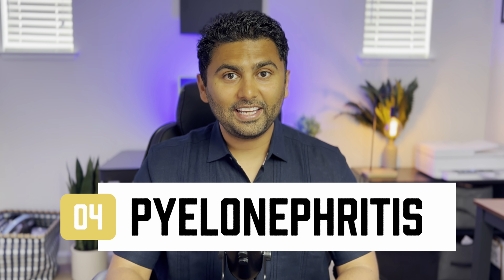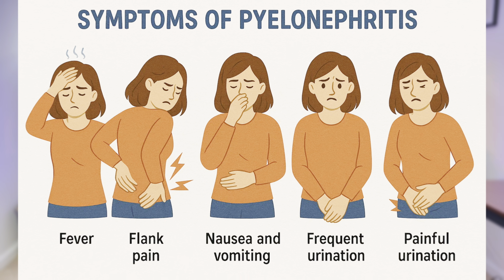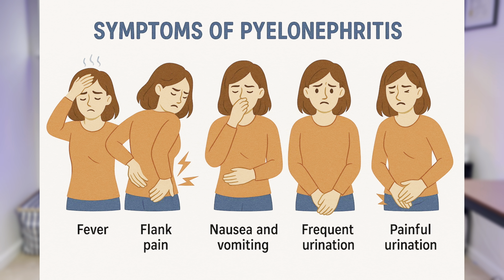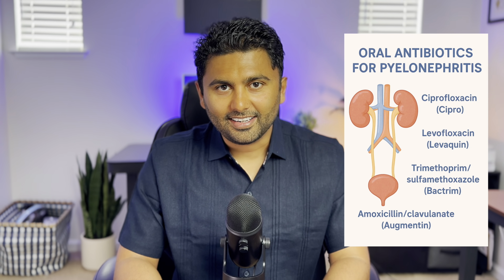Another big one we see is pyelonephritis, or a kidney infection on the right. Believe it or not, this can actually cause referred pain to the right upper quadrant. This will often come with flank pain, along with nausea, fevers, chills, and urinary symptoms, such as frequency or burning. Mild cases can generally be treated with oral antibiotics, but serious infections may need hospitalization.